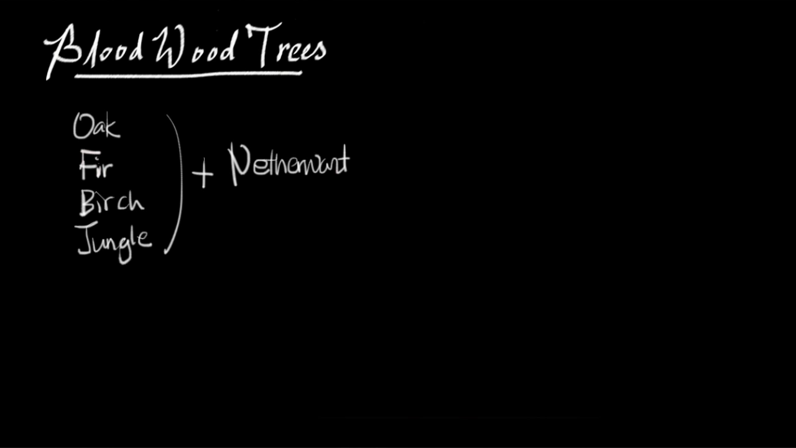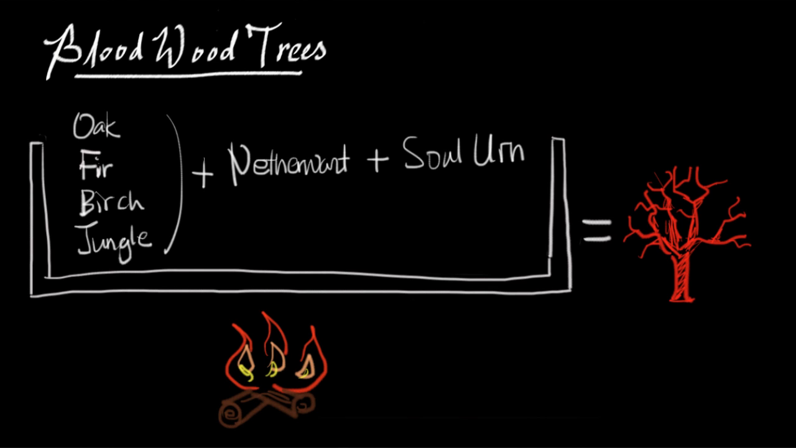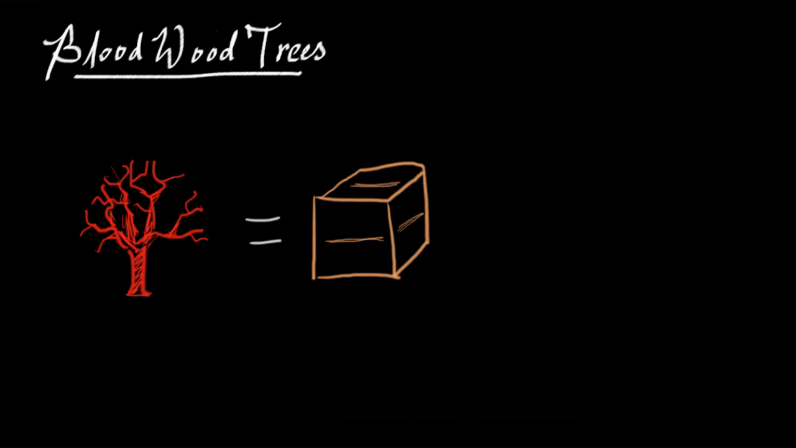Bloodwood trees are created by combining oak, fir, birch, and jungle saplings with netherwort and soul urns. You put them together in a cauldron over a regular fire, and voila, you create one bloodwood sapling. Bloodwood trees are particularly useful because, in addition to wooden planks, they also give you something called soul dust.